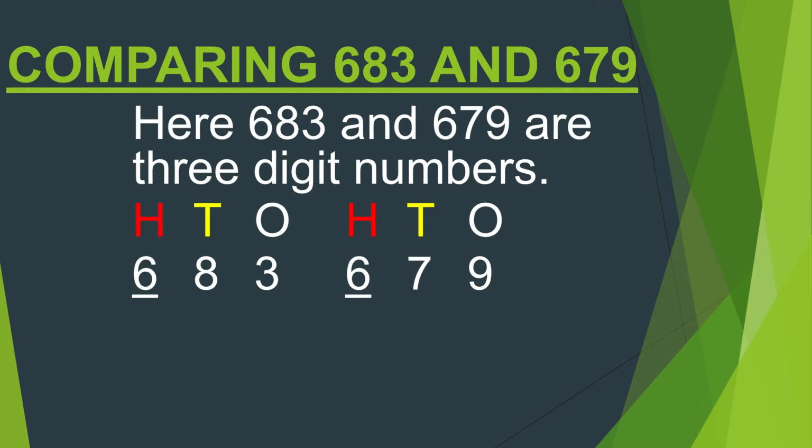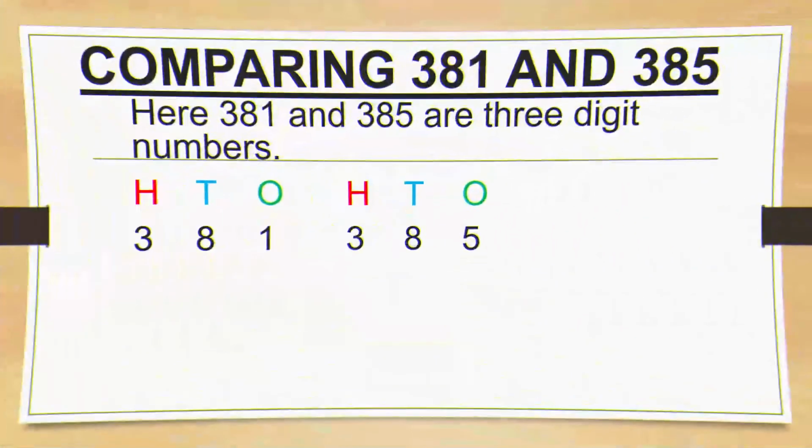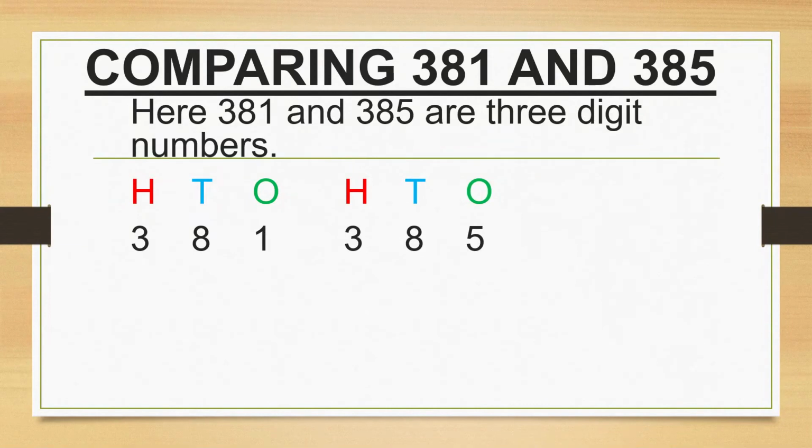In 683, the tens place digit is 8. And in 679, the tens place digit is 7. In 8 and 7, 8 is greater than 7. So, 683 is greater than 679. And it is written as 683 greater than 679 or 679 smaller than 683. Now let us take one more example.